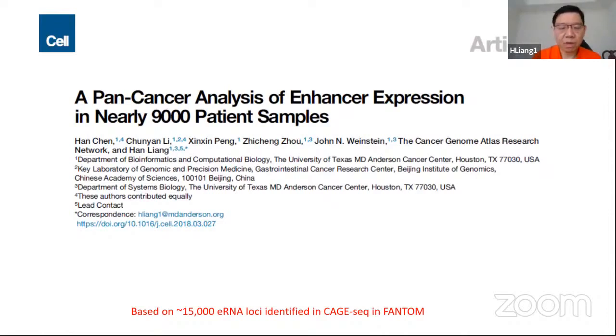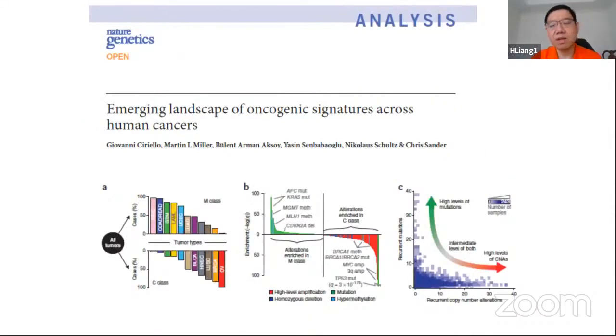I'll briefly mention what we found in this paper. Using enhancer activity, we can study the global pattern of enhancer expression, and that helps us understand some fundamental issues in cancer. For example, there's a long-standing observation that cancers can be classified into two general groups. One group has a lot of mutations but fewer copy number changes. They are driven by mutation, so they are called the M class.